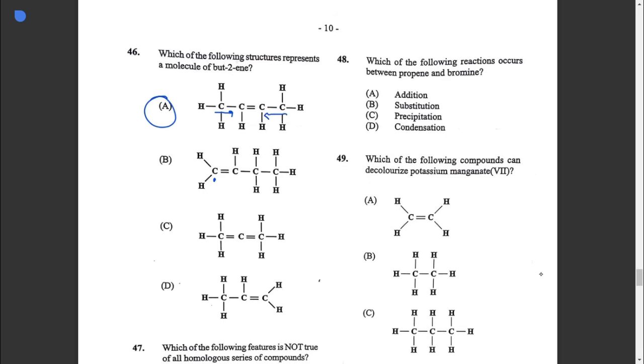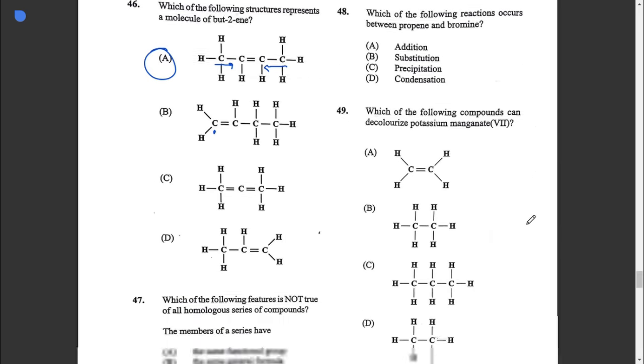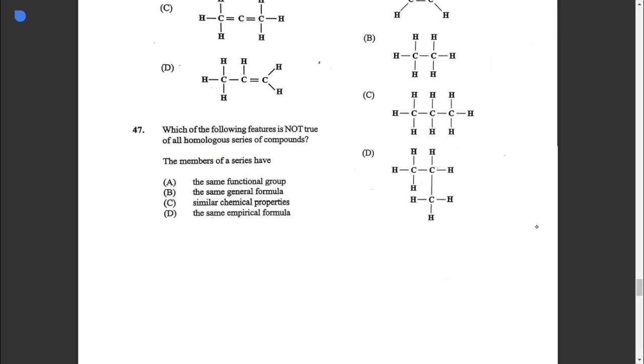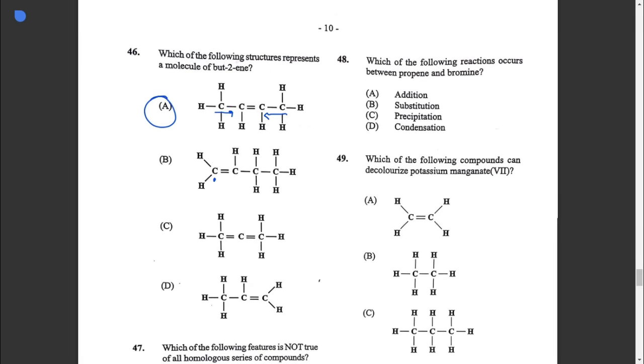All right, 47. Which of the following features is not true of all homologous series of compounds? The members of a series have the same functional group, that is true, the same general formula, that is true, similar chemical properties, but this is not true. So that's D.